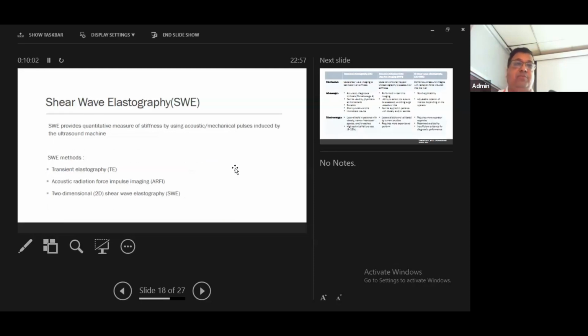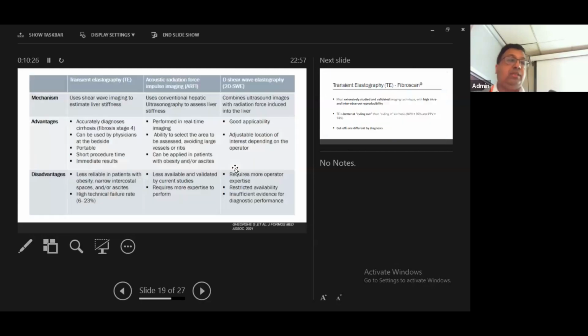Following this, there is the development of one more non-invasive test, that is shear wave elastography. Shear wave elastography provides a quantitative measure of stiffness by using acoustic or mechanical pulses induced by the ultrasound machine. It includes transient elastography, acoustic radiation force impulse imaging, and two-dimensional shear wave elastography. This is the comparative chart between transient elastography, ARFI, and 2D shear wave elastography.